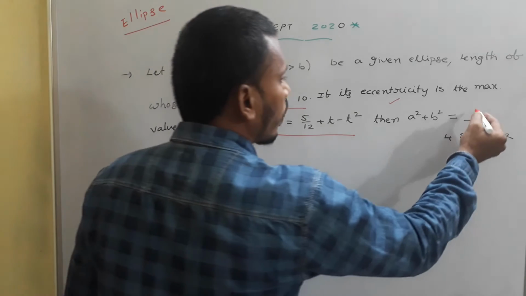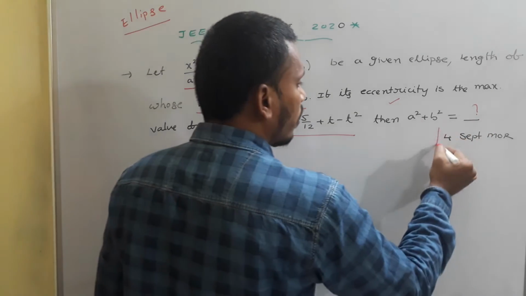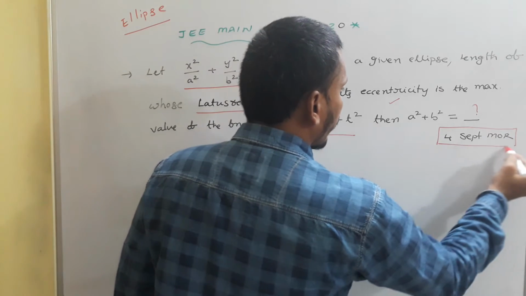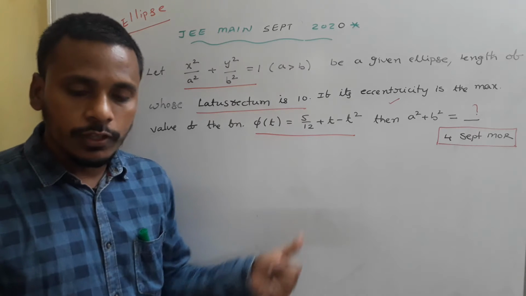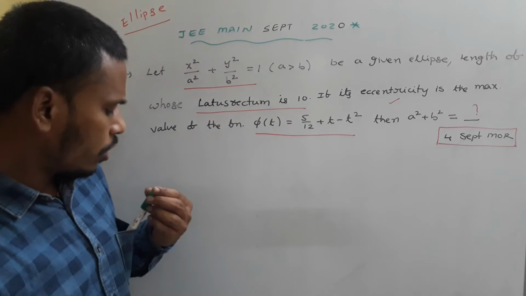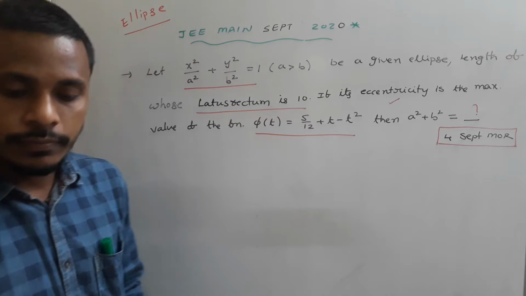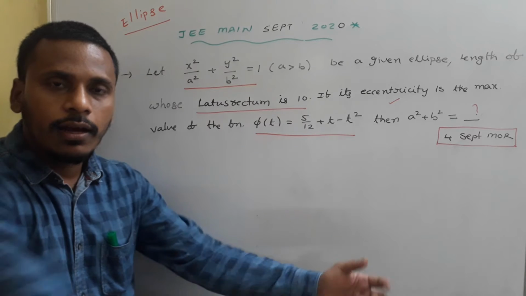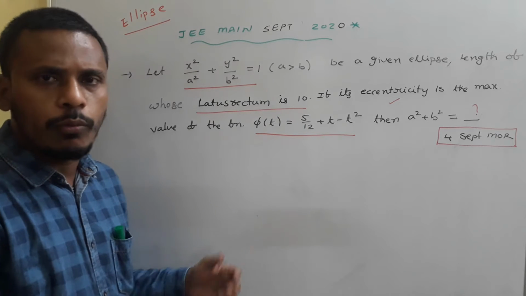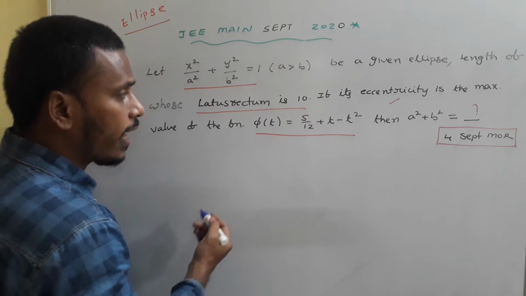Using that, we need to calculate the value of a square plus b square. This question was asked on 4th September morning. So first of all, we need to find the maximum value of this function. You can go with the calculus method to find the maximum value of a function. It is actually a quadratic, so either you may go with the quadratic idea or the calculus idea, no problem. Can I go with the quadratic method instead of calculus?